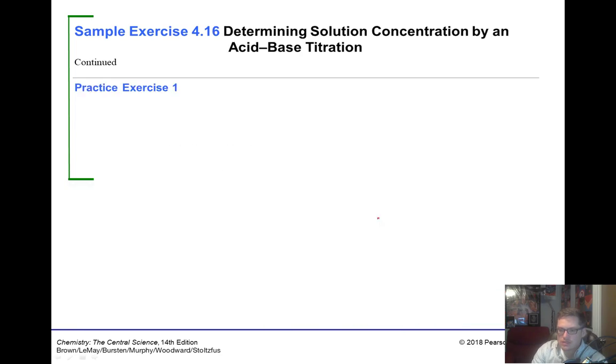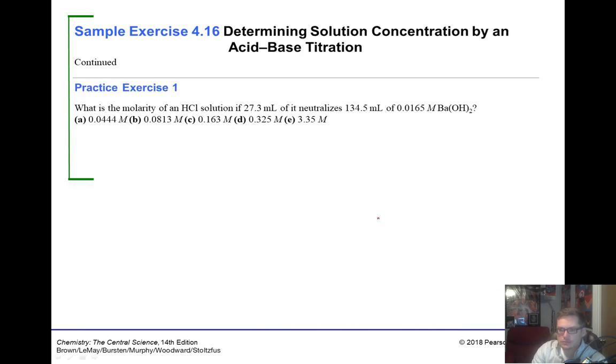It's essentially the exact same thing. All right, but we are going to do practice exercise 1, and not exercise 2, because it's essentially the same thing.